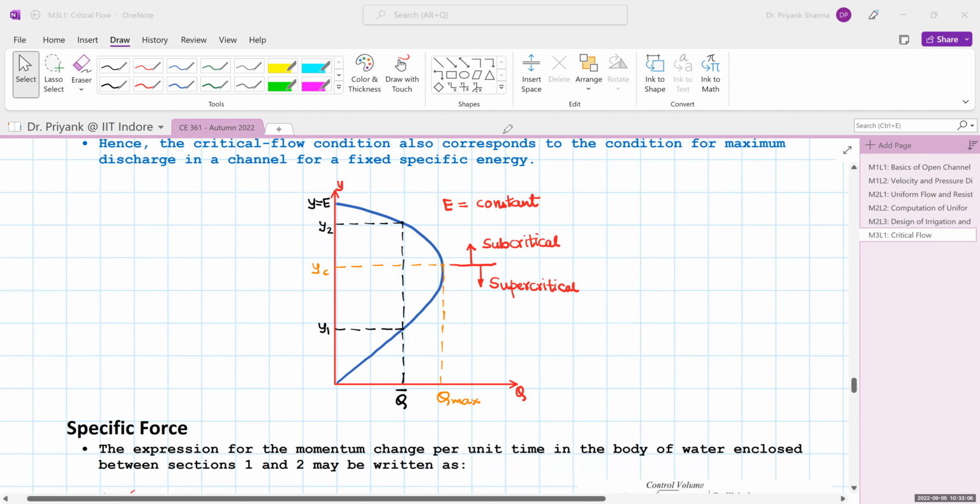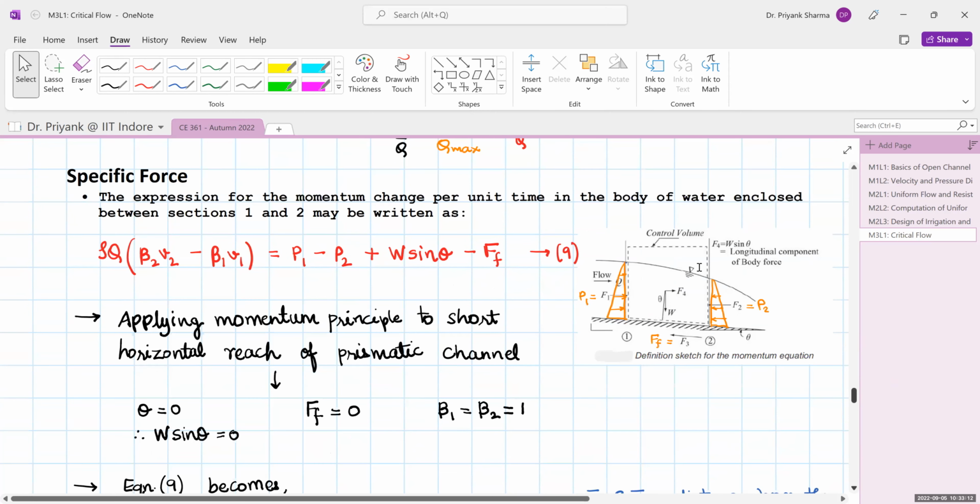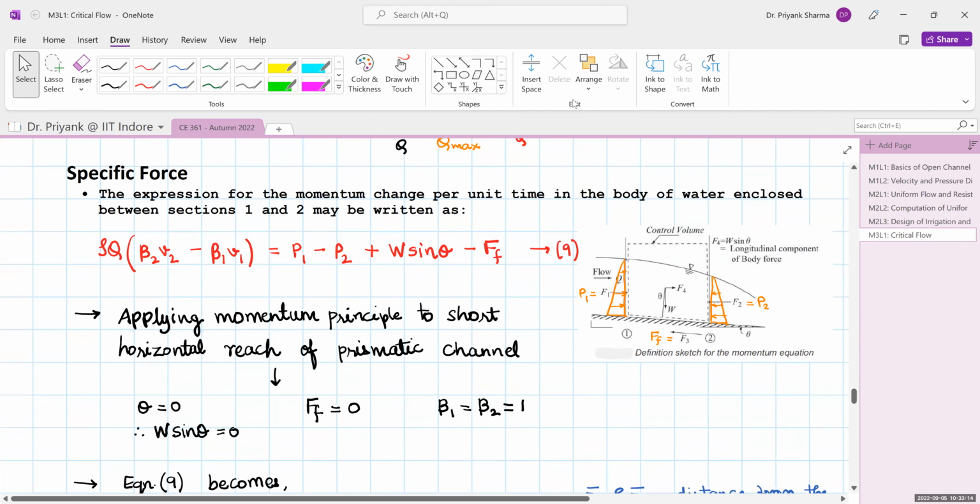Now coming to the last topic, we'll understand what is specific force. In the first lecture, when we discussed the governing equations, the momentum equation, we had a control volume and the forces acting on the control volume. So we can have this force F1, the force F2, then there is a resisting force F3, that is the friction force, and the weight component, that is F4. So the momentum change per unit time in this control volume can be expressed as ρQ(β2V2 − β1V1) = P1 − P2 + W sinθ − Ff.